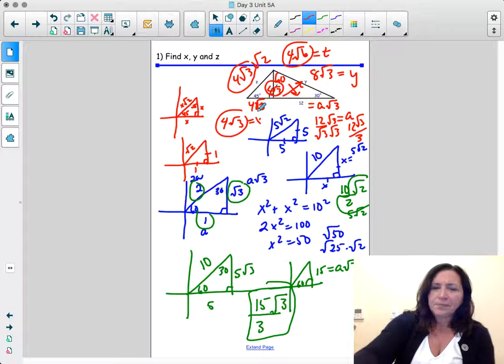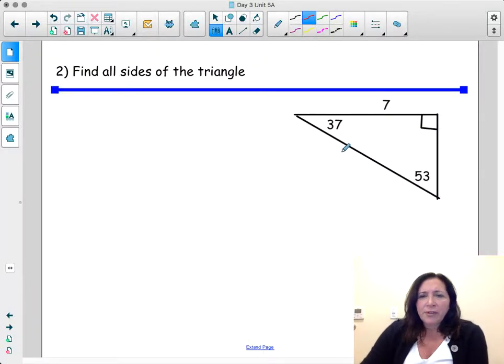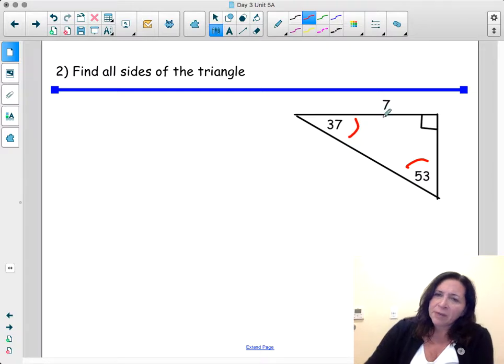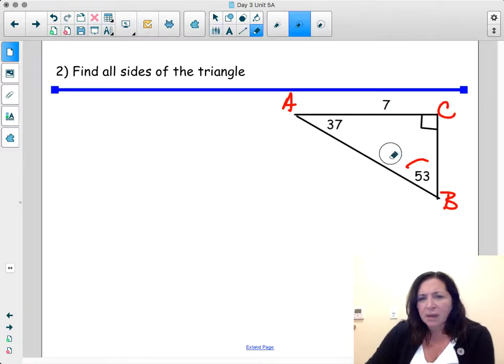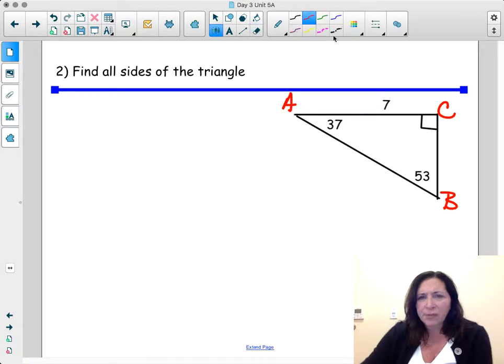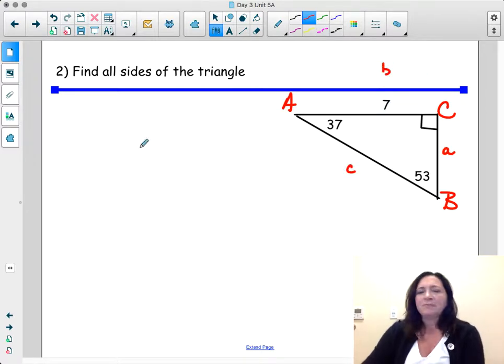All right, so a little bit of review in that. To find all the sides of the triangle, obviously we have all the angles. Remember, this angle here and this angle here have to add up to be 90 degrees. To find the other sides, I'm just going to label this. I'm going to call this A, I'm going to call that B, and I'm going to call that C angles. Keep in mind that when you're talking about angles, you always use the capital letters, okay? So that means that this side would be little a, this side would be little c, and this side here would be little b, which we already know is 7.